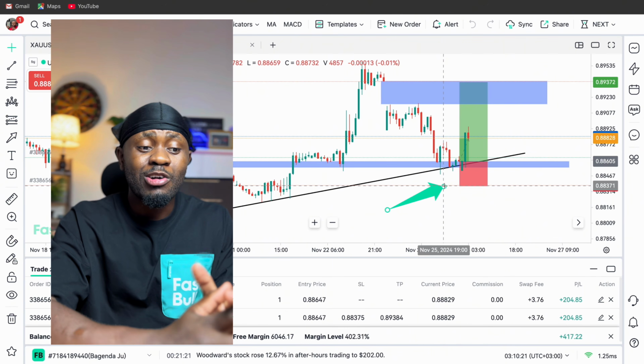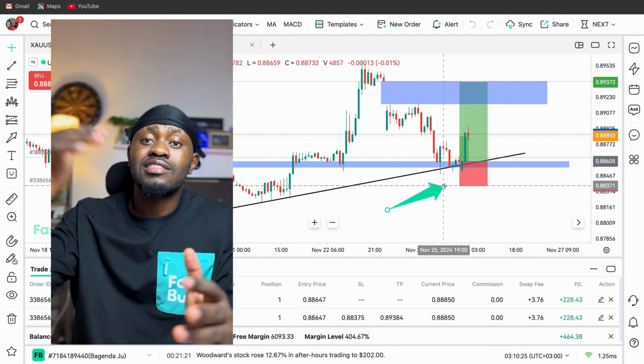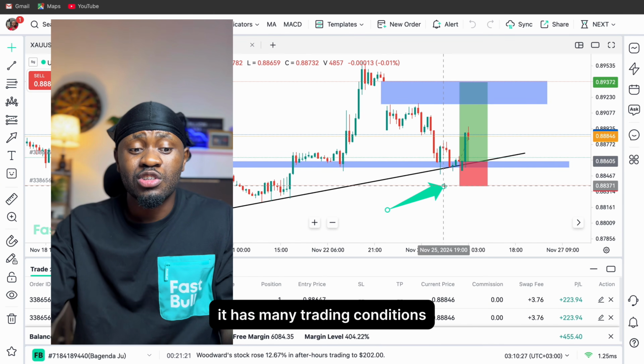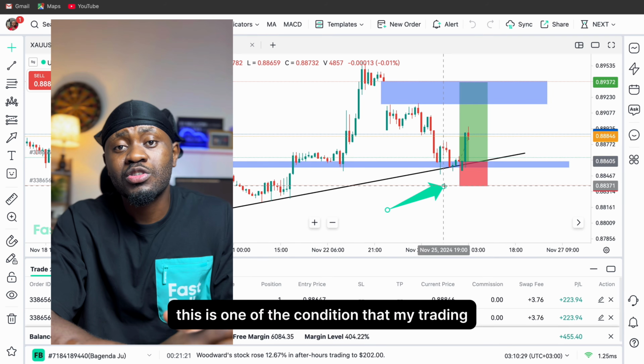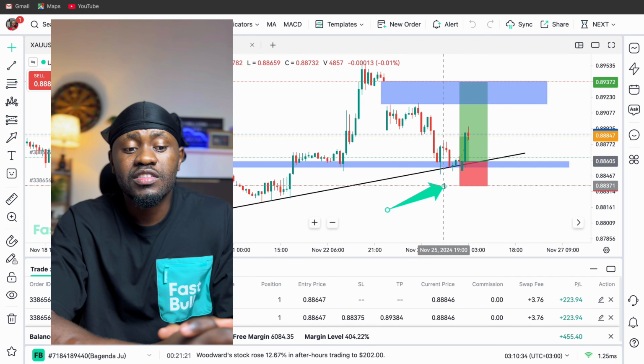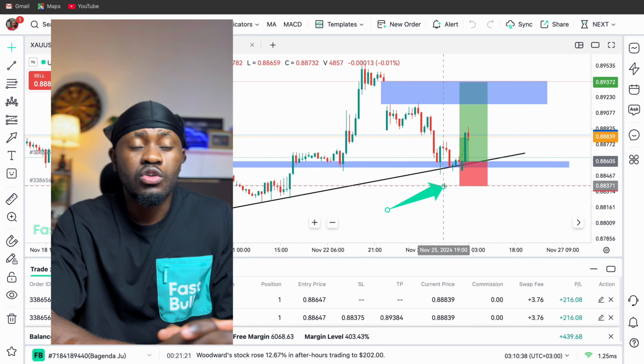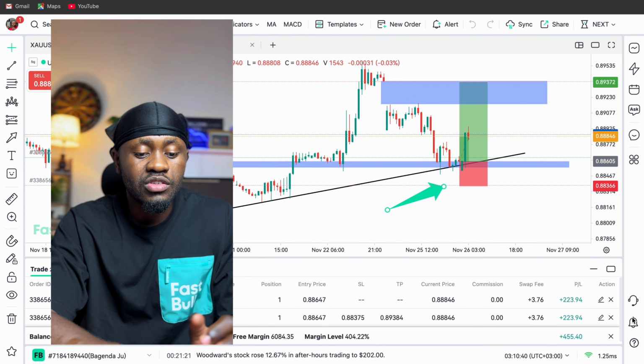So traders, this is how I trade on a daily basis. My trading plan has many concepts and many trading conditions. This is one of the conditions that my trading plan has. Anytime I see a gap in the market, I'm always going to maximize off this gap and take it. Right now, my target is not yet hit, but I'm already up profits on my phone and also on my computer right here. As you can see, I'm already up profits.